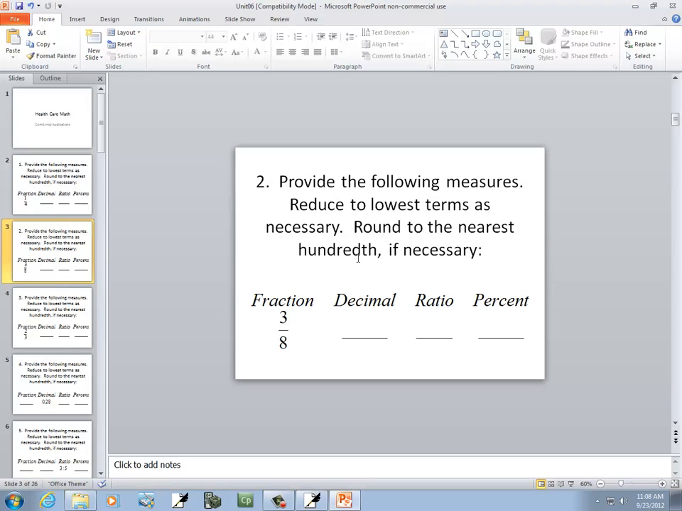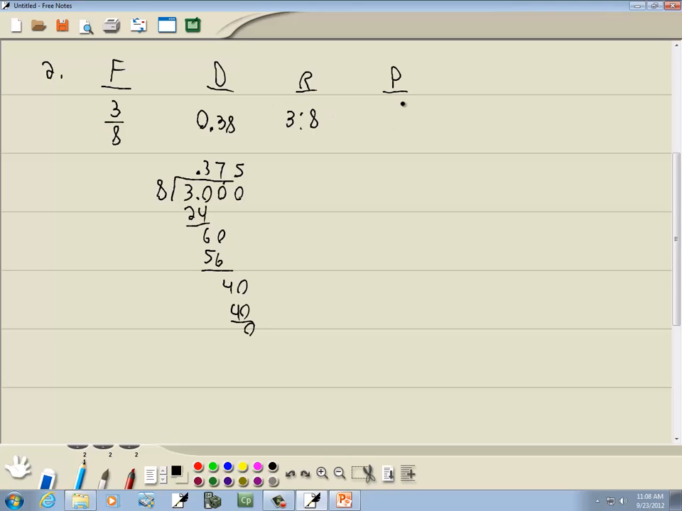Now, this is round to the nearest hundredth, but it doesn't say in which one. So I'm also going to round to the nearest hundredth here, but after I do the percent, I move my decimal two places to the right, and this would be 37.5. So I don't need to do any rounding here because this ends in a tenths place. And that's 37.5%.